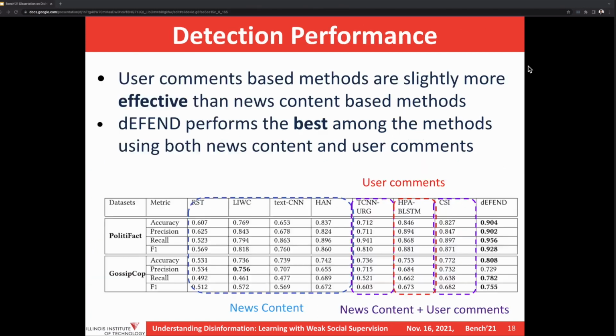In terms of experiments, we first evaluate whether this DEFEND model can detect fake news more effectively by comparing with several state-of-the-art methods, as shown in this table. We have these two datasets from FakeNewsNet, and we compare different types of methods. We can see that in general, methods modeling user comments are slightly better than those only modeling the news contents, and the proposed method performs better than the other baselines.